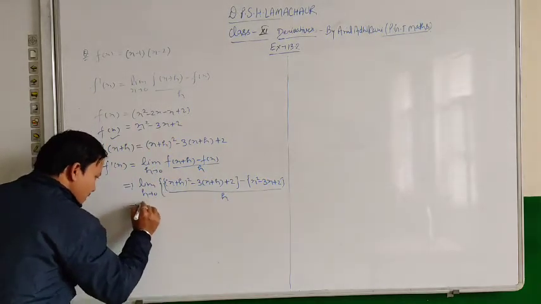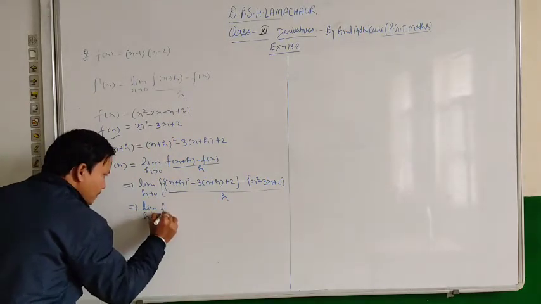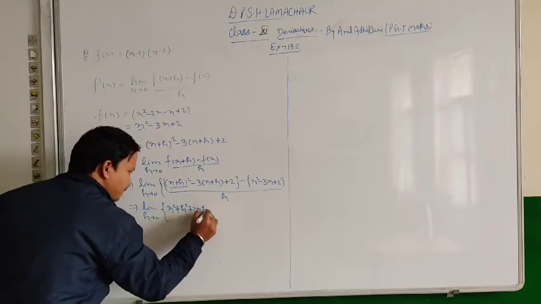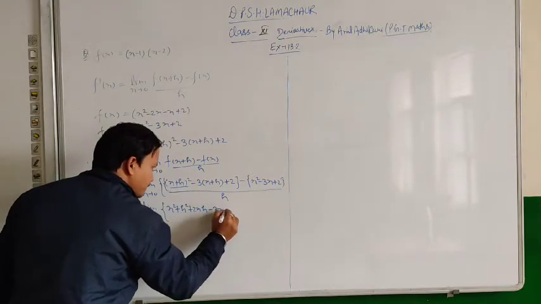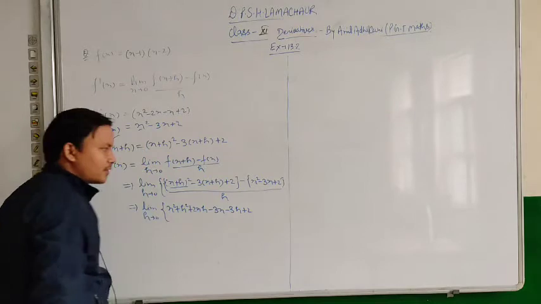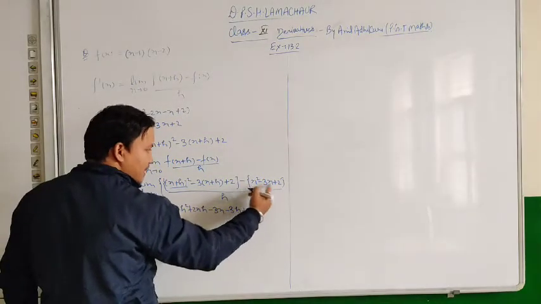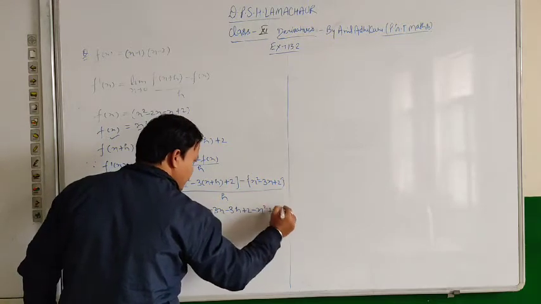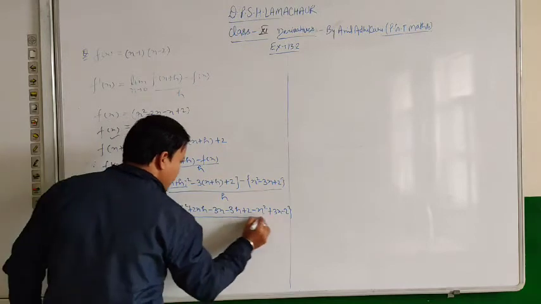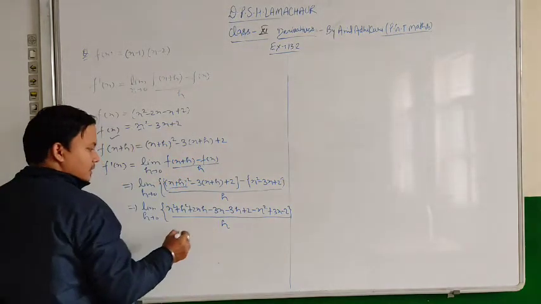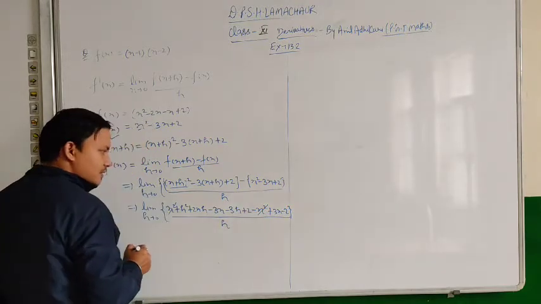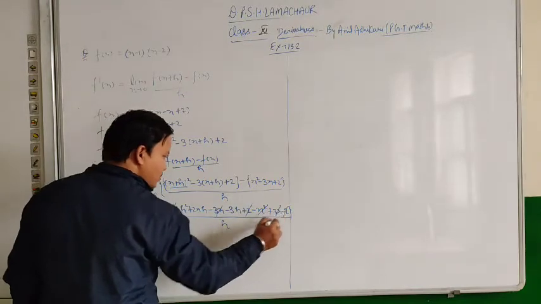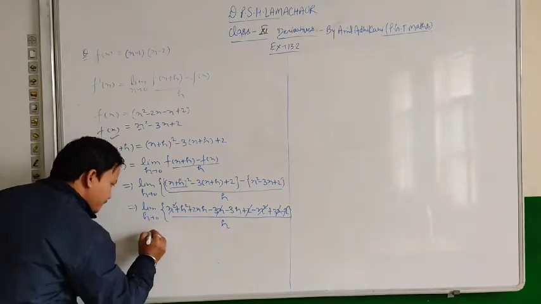Okay, so limit h tends to 0. Open this one, so we get x square plus h square plus 2xh. Okay, now here minus 3x minus 3h plus 2. Okay, and after multiplying with the negative sign in the given function, we get minus of x square minus 3x plus 2, divided by h. Okay, so x square will cancel out, and minus 3x plus 3x cancel out, plus 2 minus 2 cancel out. What will be remaining here?